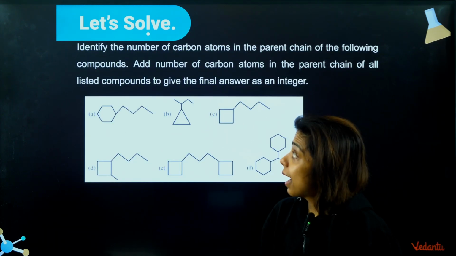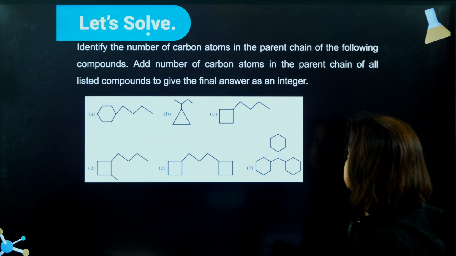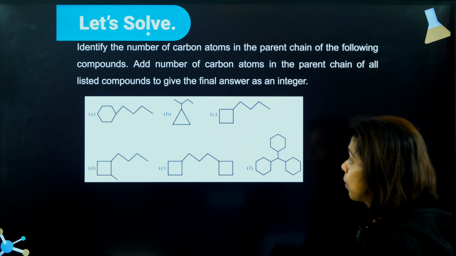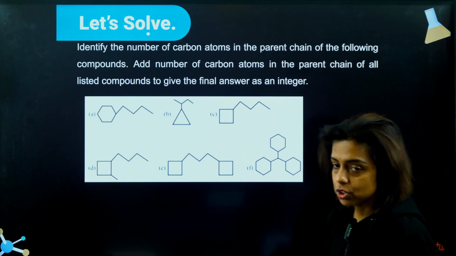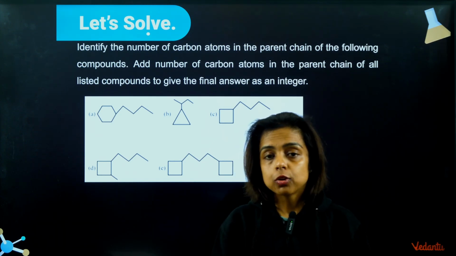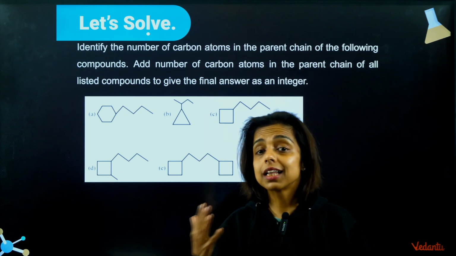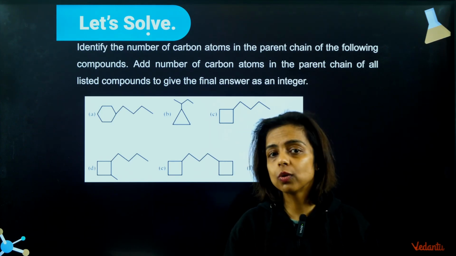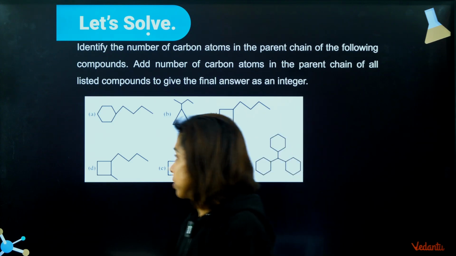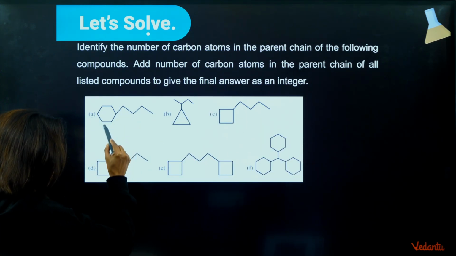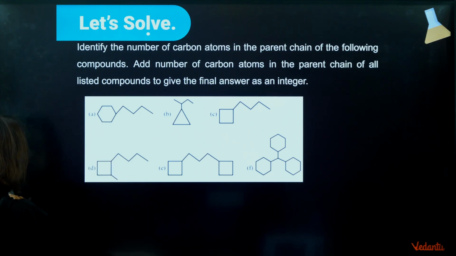Okay. Identify the number of carbon atoms in the parent chain of the following compounds and give the final answer as an integer. तो हर एक में आपको parent chain को कंसिडर करना है. तो आपको रिंग है और स्ट्रेट चेन है जिसमें ज्यादा नंबर ऑफ कार्बन होगी, that will be your parent chain. और अगर दोनों में equal है, the ring will act as a parent chain. So let's figure out. So we have 1, 2, 3, 4 carbon here and 6 carbon here. So ring is my parent chain.